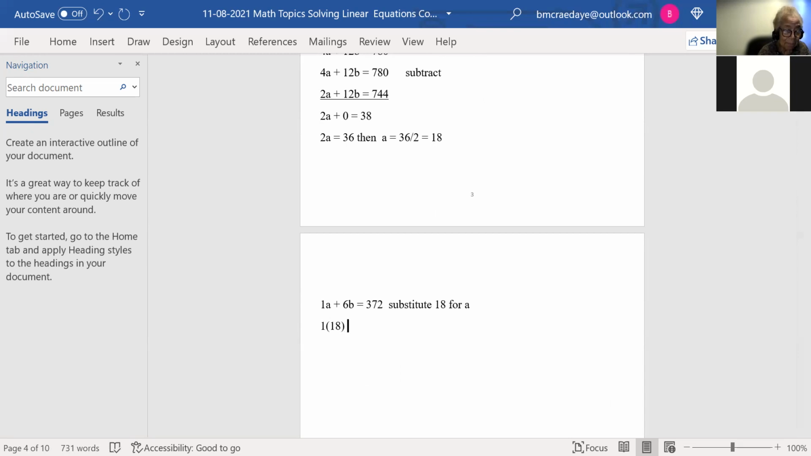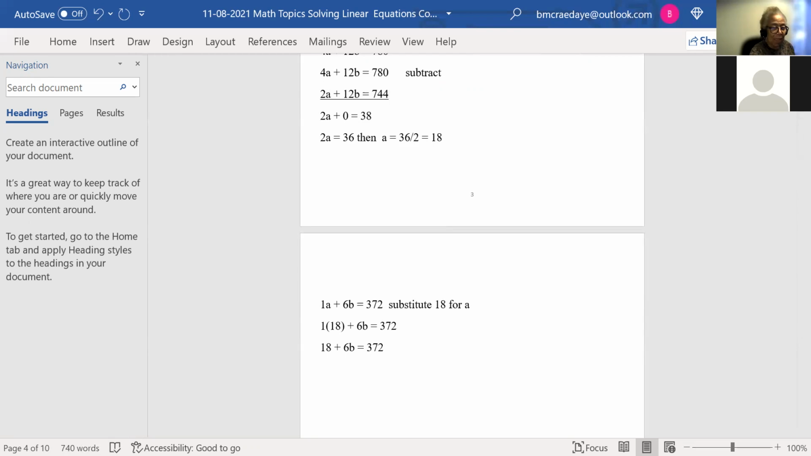Plus 6B equals 372. Okay, now this 1 times 18 is just 18. So 18 plus 6B equals 372. So what do I do next, Maureen? Remember, I'm trying to solve for B. So what's my next step?